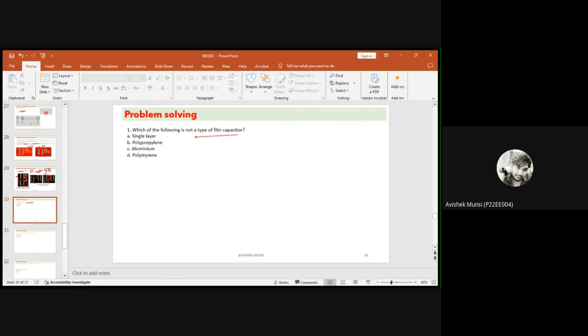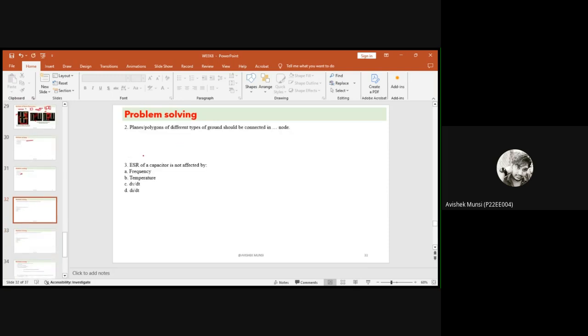Which of the following is not a type of film capacitor? Obviously, there is nothing like single layer. An aluminum capacitor is not a film capacitor. A film capacitor can be of polypropylene type, PP thin film, or polystyrene type. Okay. Next, planes or polygons of different types of ground should be connected in dash node. An ESR of a capacitor is not affected by frequency, temperature, dv/dt, di/dt. Try to answer it in the comment box also.